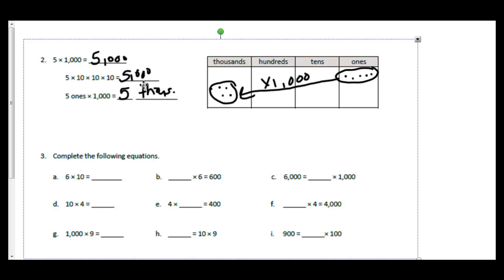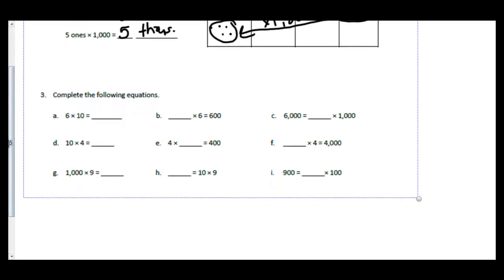Okay, now we're going to try to complete the following without using a place value chart or an array inside of a place value chart. Let's see if we can do these. If you think you know the answers, go ahead and fill them out, and then you can check back with me. So we have 6 times 10. That's going to be 60. What times 6 will give me 600?